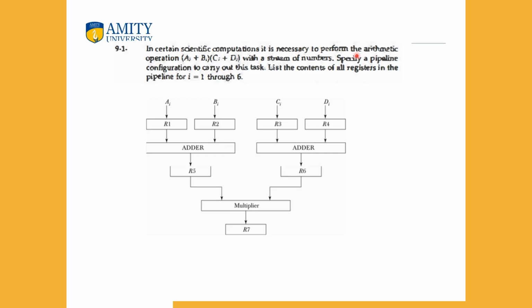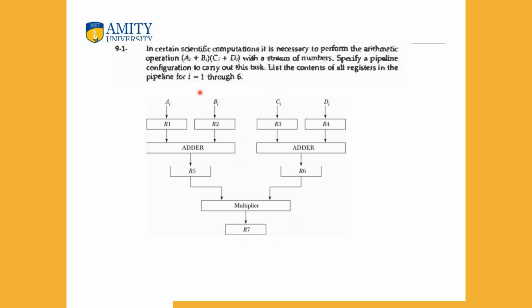In this we are supposed to perform the arithmetic operation of (A + B) multiplied by (C + D) with a stream of numbers. The pipeline has to be configured, so we have to draw the pipeline. In order to draw the pipeline, we are going to take R1 and R2 registers and input A and B. They'll be sent to the adder, and then it will come out into R5. Same way R3, R4 will have C and D, they'll be added in the adder and it comes to R6. R6 and R5 are sent to the multiplier, and finally we get the result in R7.